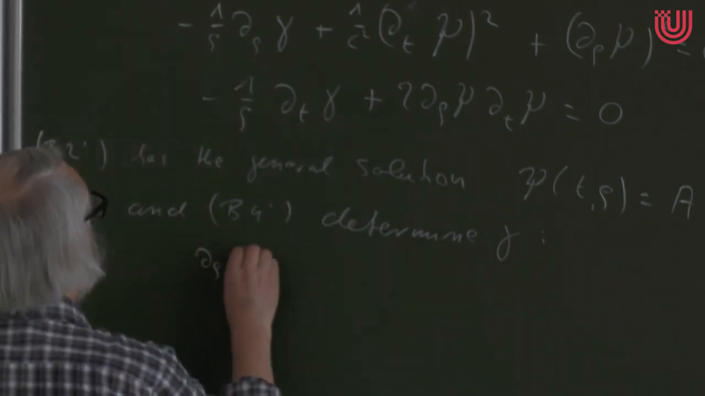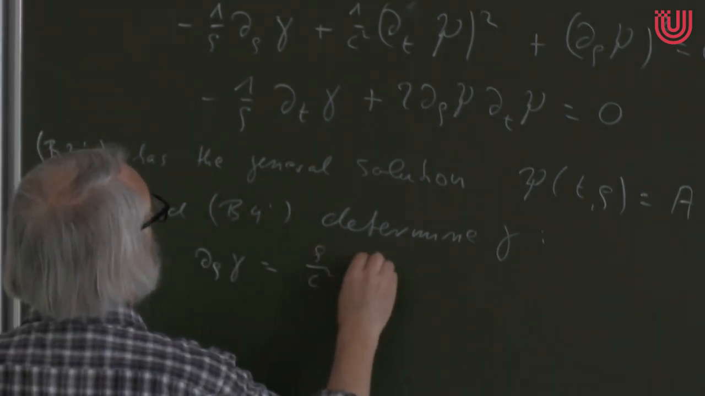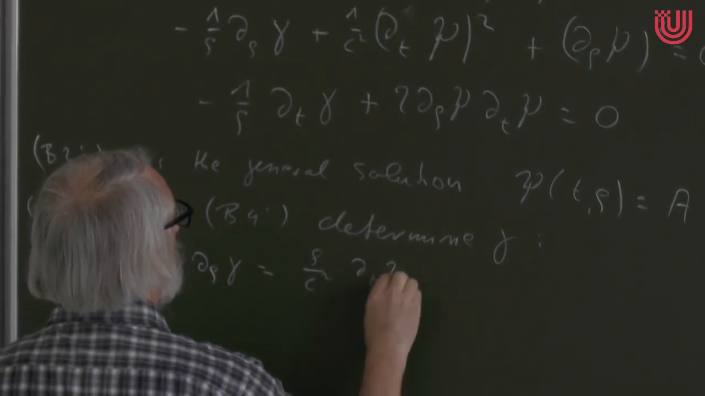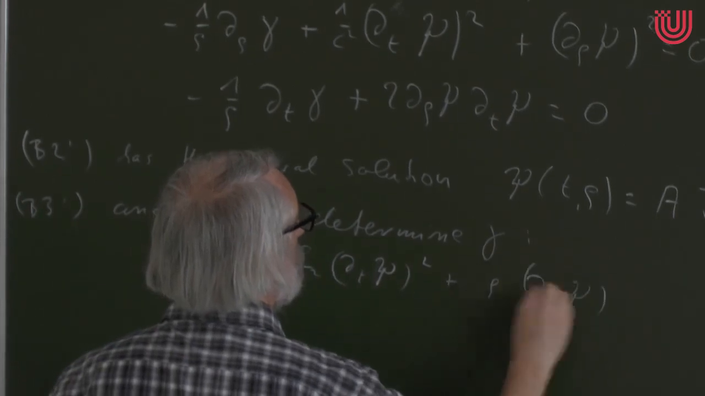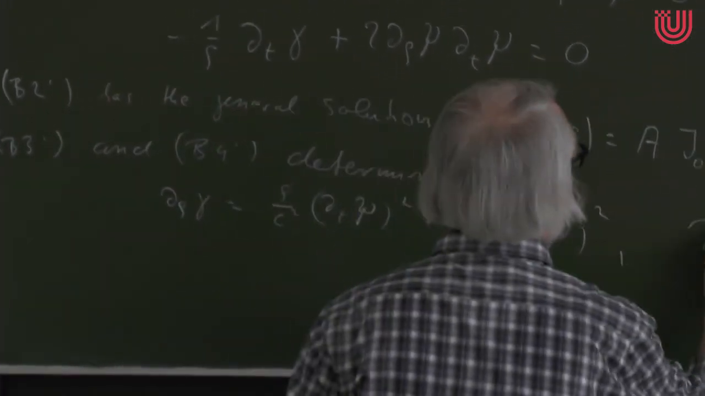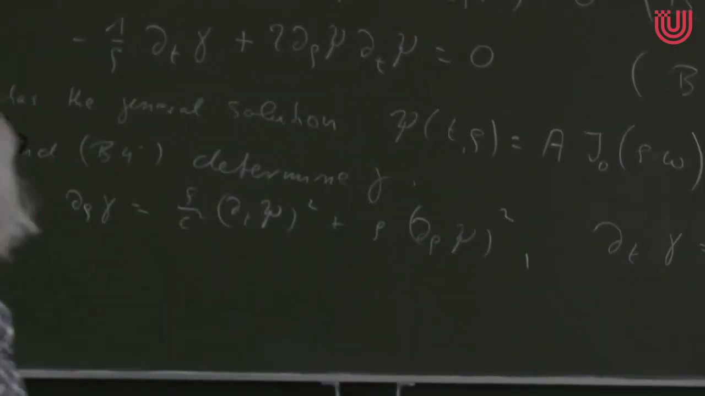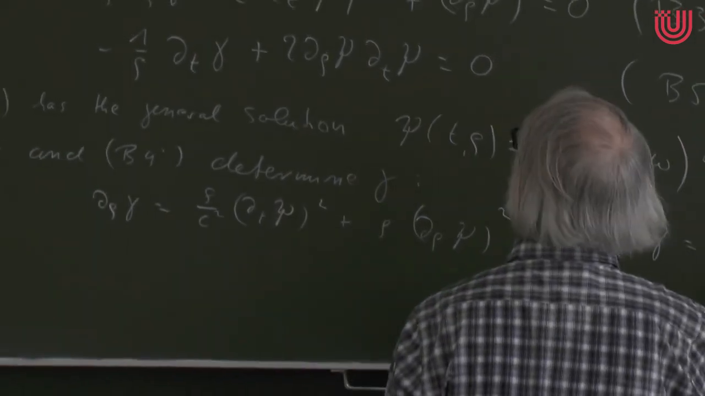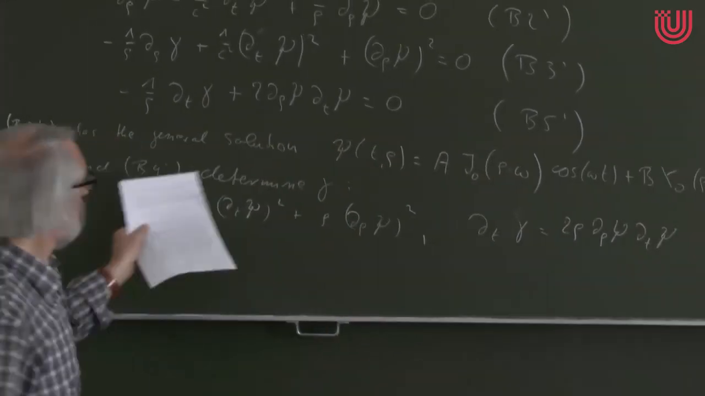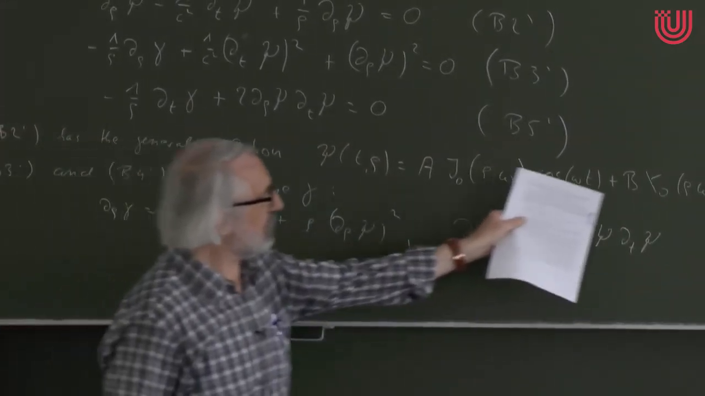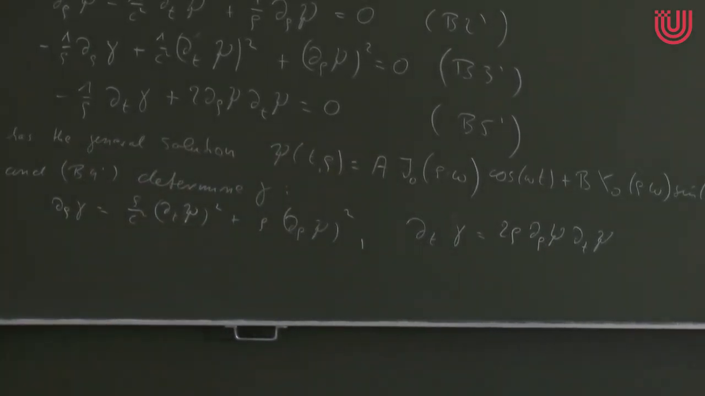So I have the rho gamma, I have to multiply everything with rho, so then I get rho over c squared dt psi squared plus rho d rho psi squared, and I get dt gamma from the other equation. Again I have to multiply with rho. This is 2 rho d rho psi dt psi. So these expressions on the right-hand side can now be calculated. And then this gives us the rho derivative of gamma and the t derivative of gamma.